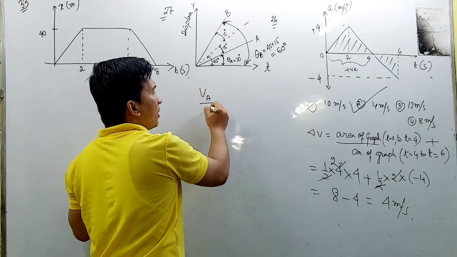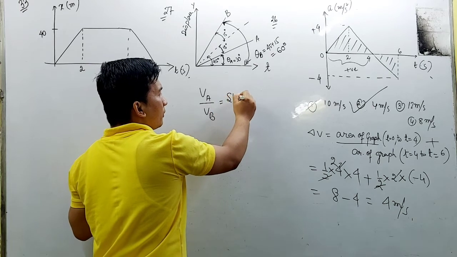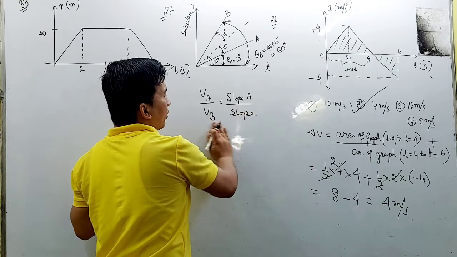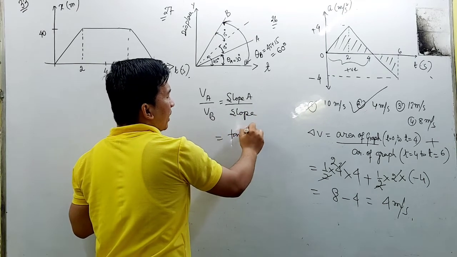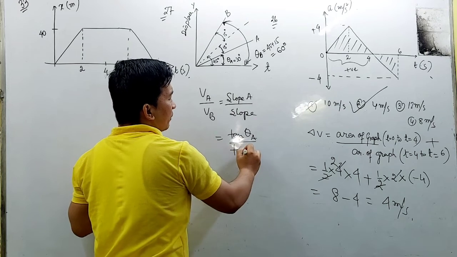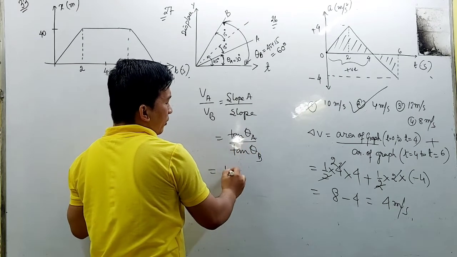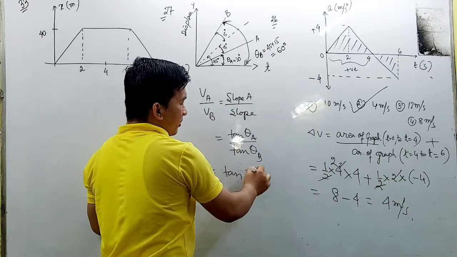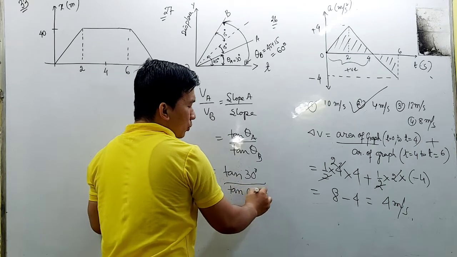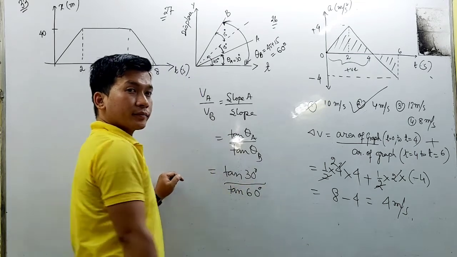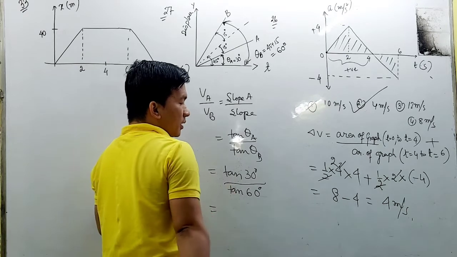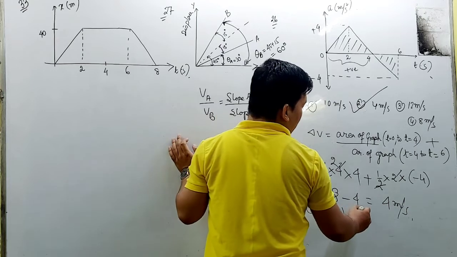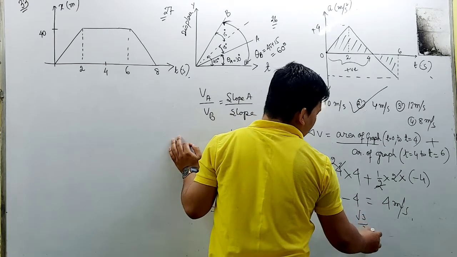We have to find out VA divided by VB. This will be equal to slope of A divided by slope of B, very simple. We will have tan of theta A divided by tan of theta B, where theta A is 30 and theta B is 60. Put the value: tan 30 is 1 by root 3, and tan 60 is root 3.